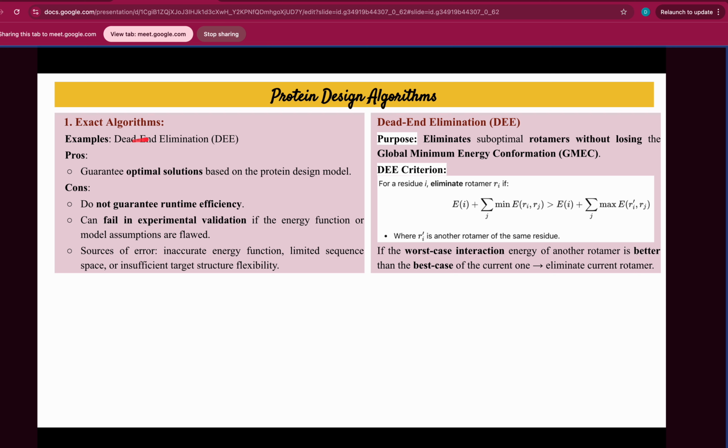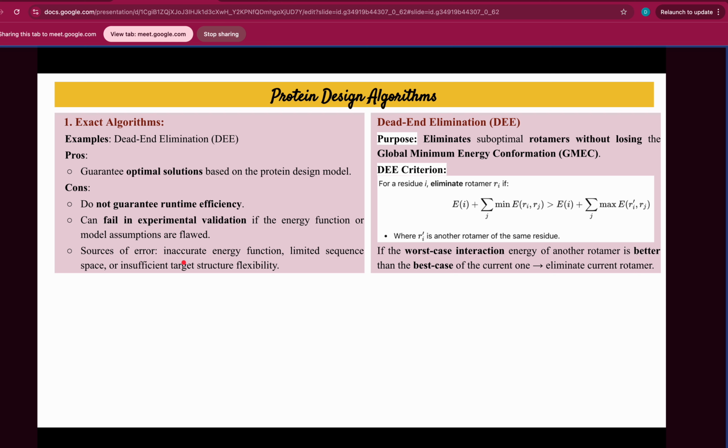So this one is the exact algorithm. The pro of this algorithm is that it guarantees you the optimal solutions based on the protein design models, but the limitation is that it does not guarantee runtime efficiency, because if we are looking for multiple comparisons among these rotameric forms, then it will take a lot of time. So it is not that efficient. It can fail in experimental validations if the energy function or model assumptions are flawed. If there are certain flaws in these calculations, then in experiments you won't be able to reproduce the same results. So this can also fail.